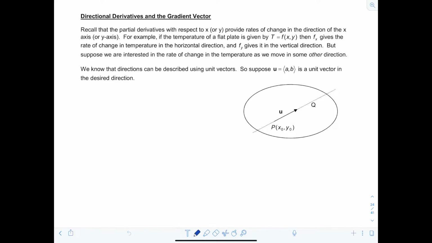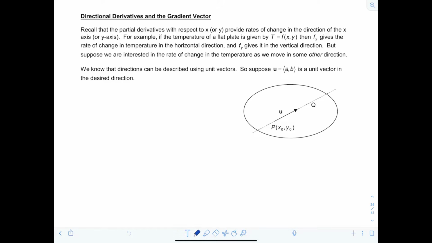If you'll recall, partial derivatives with respect to x or y provide the rate of change in the direction of either the x-axis or the y-axis. For example, say we have a flat plate, and the temperature of that flat plate is given by a function of x and y, the location where you are on the plate. The partial derivative with respect to x gives us the rate of change in temperature in the horizontal direction, and the partial with respect to y gives us the rate of change of the temperature in the vertical direction.